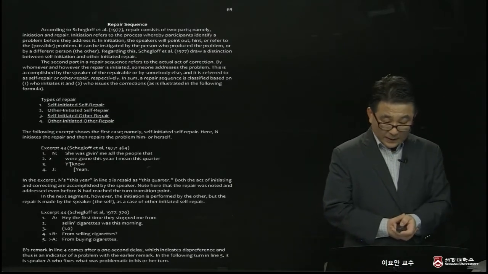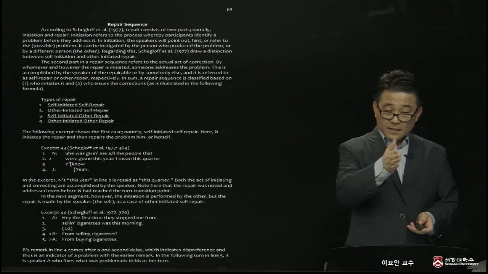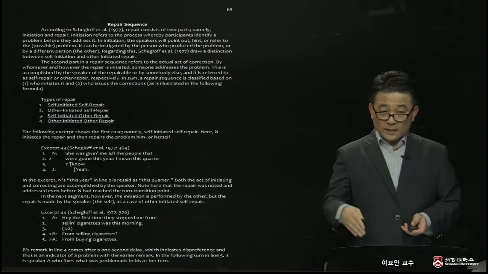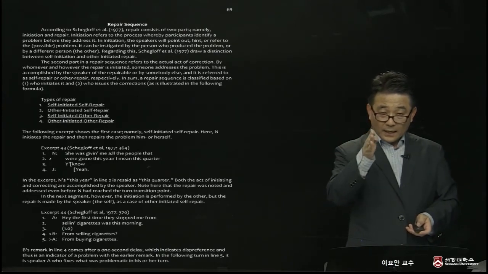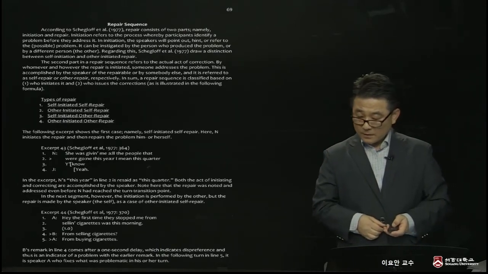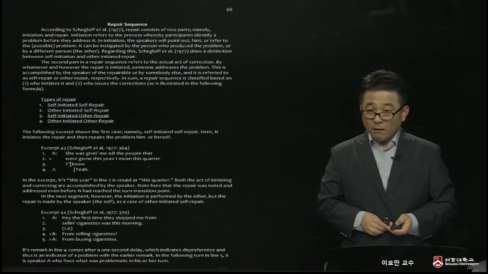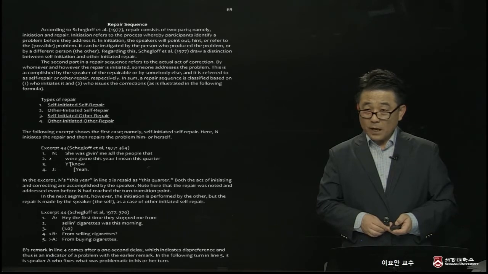Now, the next part is the repair sequence. Repair sequence means you have a process in a repair, and the process is twofold: one is the initiation part and the other is the actual repair part, which is presented in the first paragraph. According to Schegloff et al., repair consists of two parts, namely initiation and repair. Initiation refers to the process whereby participants identify a problem before they address it. In initiation, the speaker will point out, hint at, or refer to the possible problem.